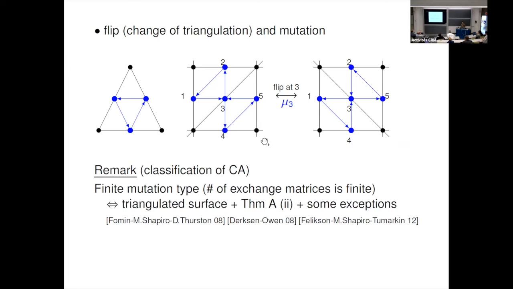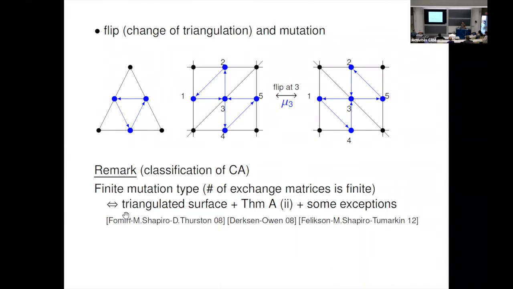Actually, this relation is very important to consider one classification of cluster algebra too. So this is a result studied by these people that the cluster algebras are classified to be of finite mutation type, not finite type as I explained before. Finite mutation type means that the number of exchange matrices or number of quivers is finite. So in the previous case, the number of cluster variables is finite, but this is a little bit weaker than that.